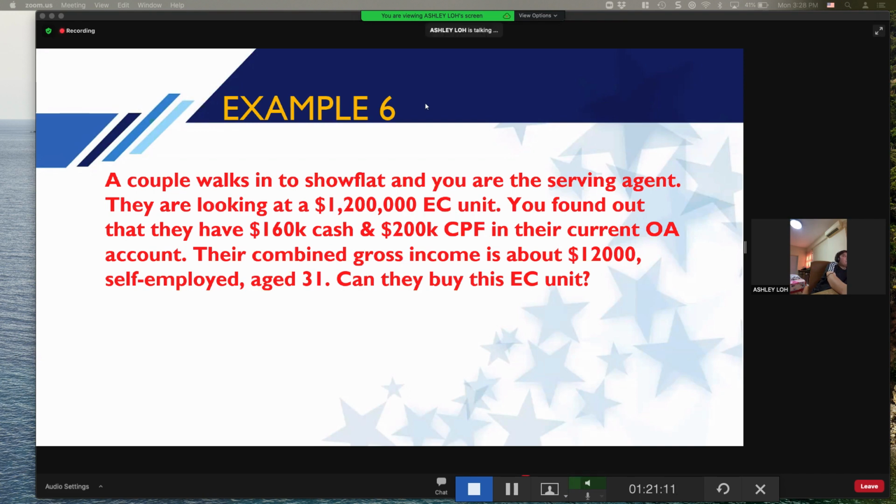But the reason people don't really recommend a personal loan is because the interest rate is pretty different from a property loan. A property loan is 1 point something percent, while a personal loan can go up to 3%, 4%. Okay, just take note of that.